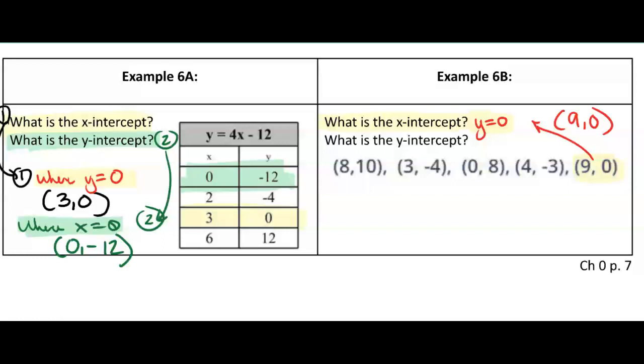Okay. How do I find my y-intercept? I have a y-intercept when x equals 0. And for which of these does x equal 0? 0, 8. So the y-intercept is 8, or the ordered pair 0, 8. It's that easy. How's that feel? Not too bad?